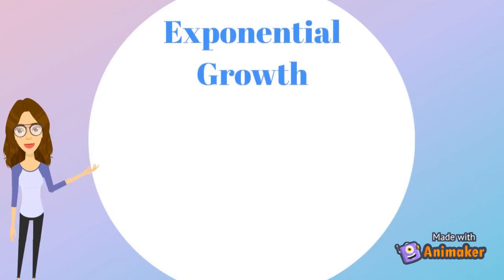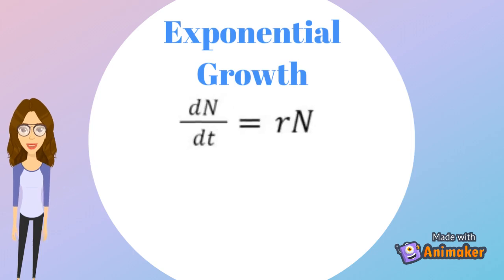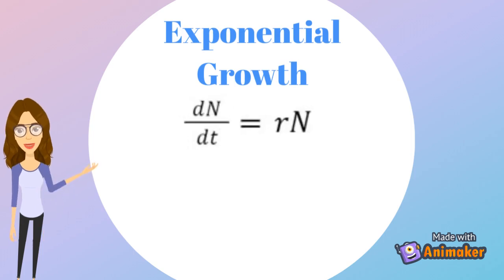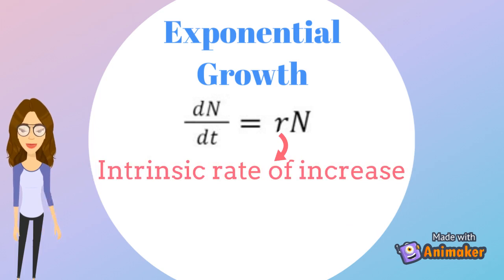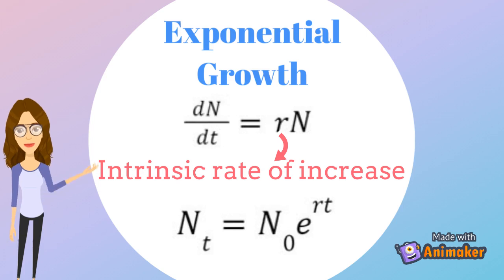The next model I will be discussing is exponential growth. Exponential growth can be written as dn over dt equals r times n, where n is still the number of individuals in the population and r is the intrinsic rate of increase of the population. dn dt is the rate of change of the population size over time. This can also be written as n sub t equals n sub naught times e to the rt, which is similar to the geometric growth equation, but rather than lambda to the t, we have e to the rt.